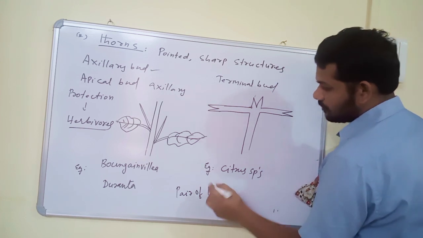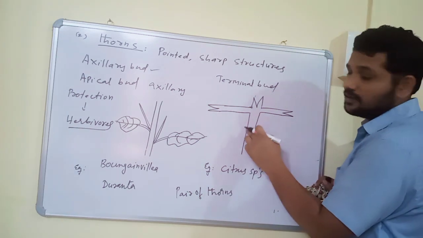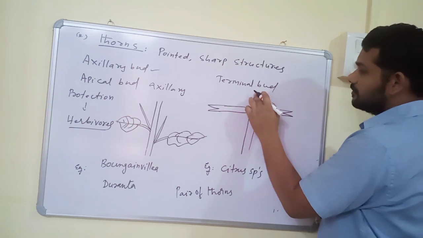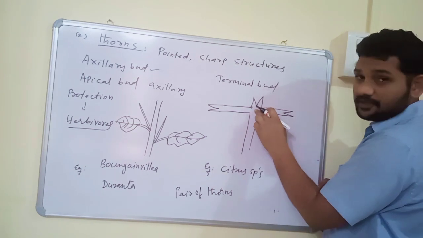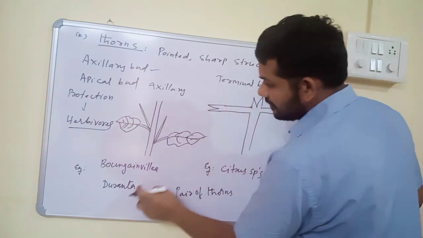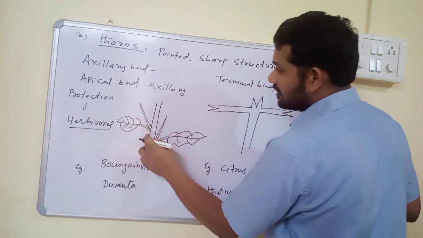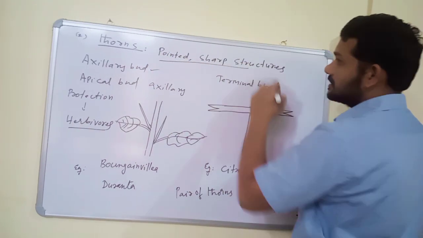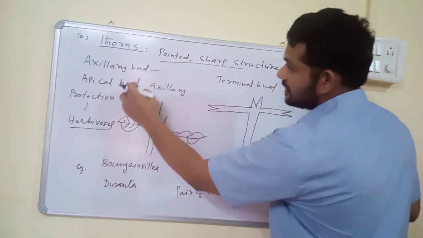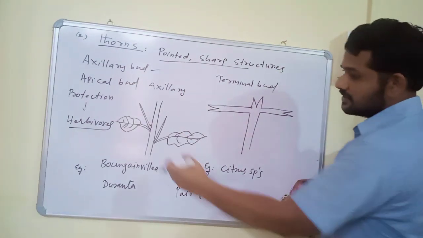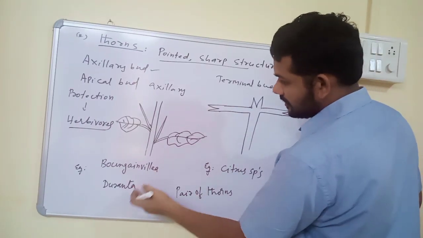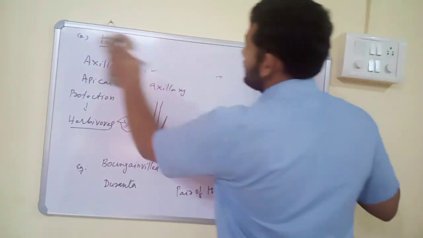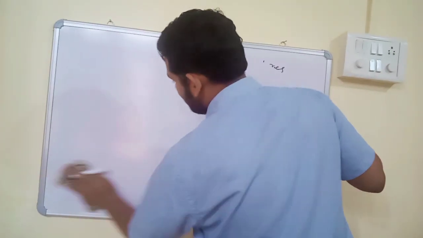In other cases, one terminal bud modified to only one thorn. But in some cases, like citrus species, one terminal bud modified to a pair of thorns. In bougainvillea and Duranta, only one auxiliary bud modified to form a thorn. Thorns are sharp pointed structures developed either from auxiliary buds or from apical buds. These are some examples: bougainvillea, Duranta, and citrus species. And the next aerial stem modification is phylloclade.